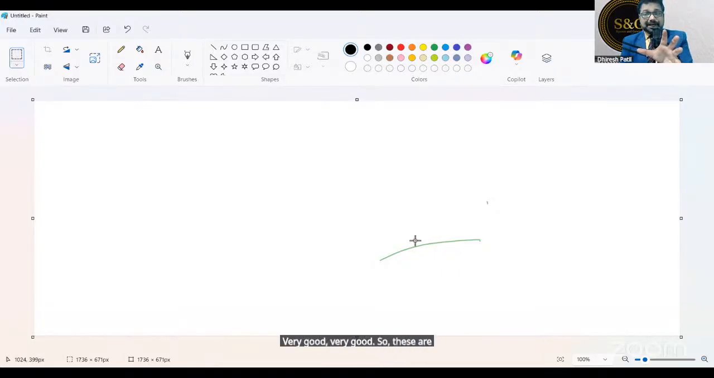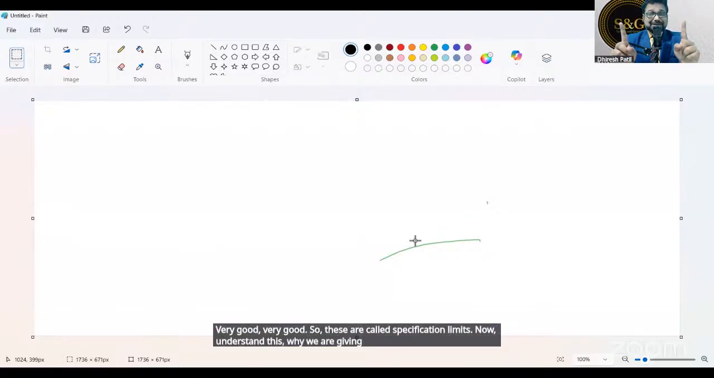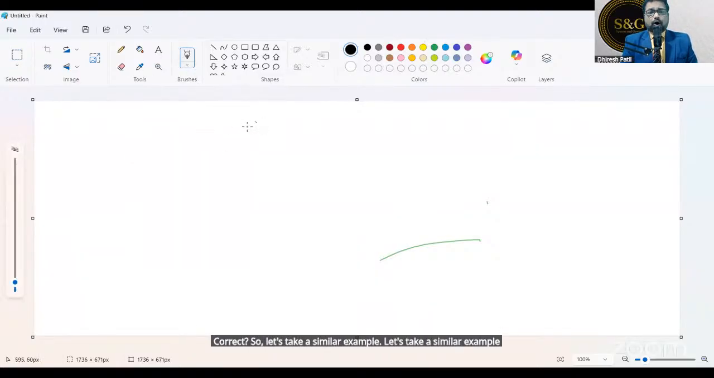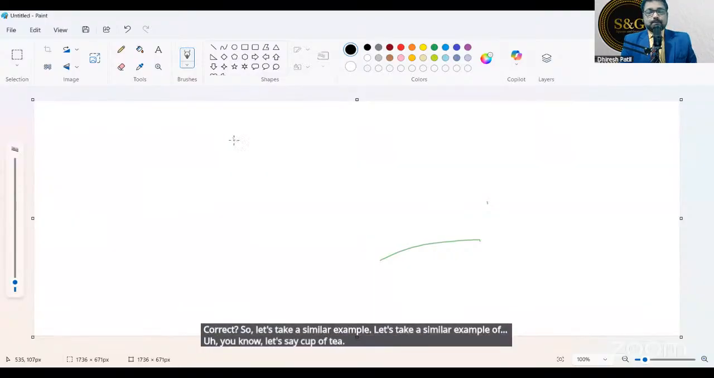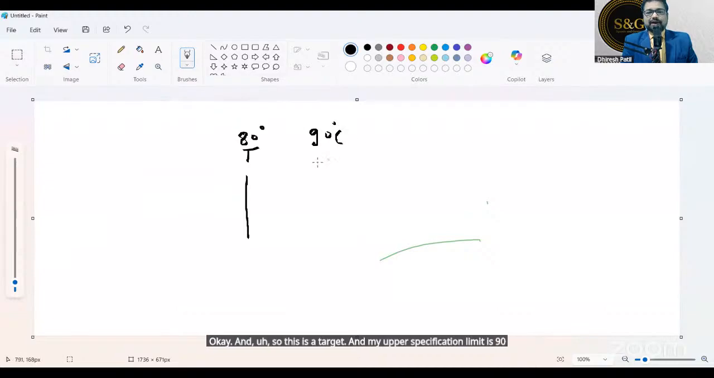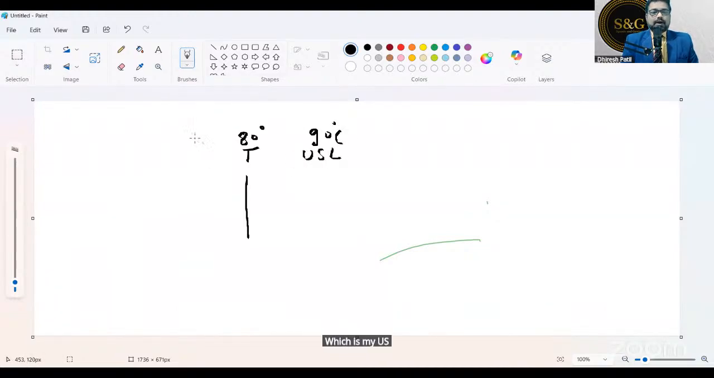So these are called specification limits. Now, understand this. Why are we giving the specification limit as a range and not a single number? Because we cannot hit the same dot again and again. Correct? So let's take a similar example, let's say a cup of tea. In this, if the customer is asking for, let's say, 80 degrees centigrade as a target, and my upper specification limit is 90 degrees centigrade, which is my USL, and 70 degrees centigrade is my lower specification limit.